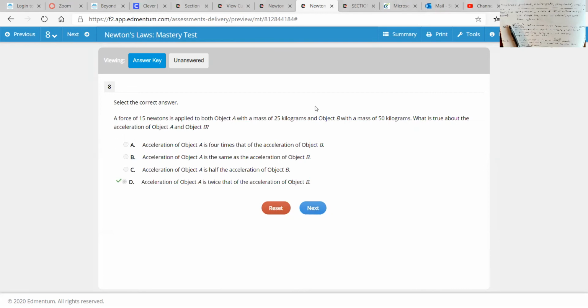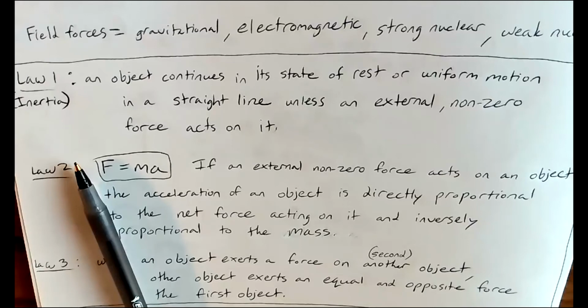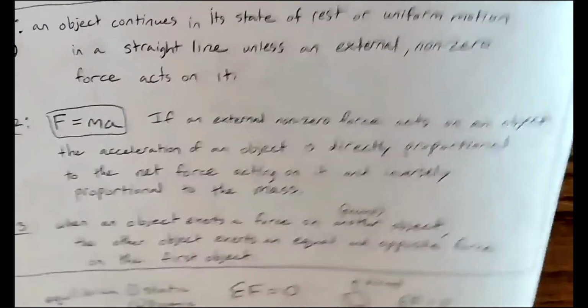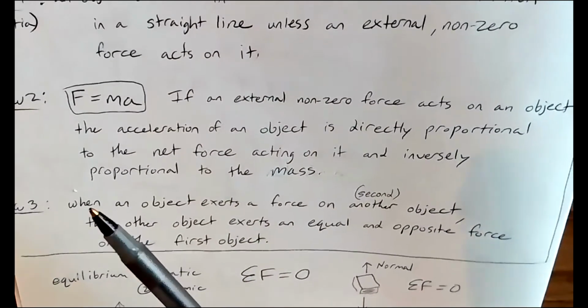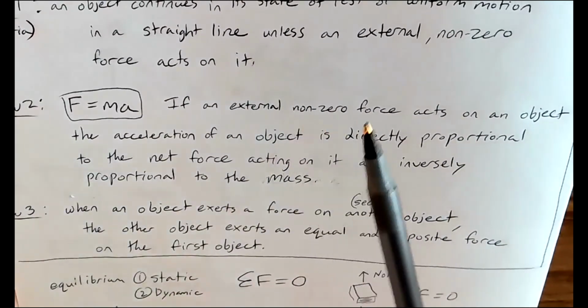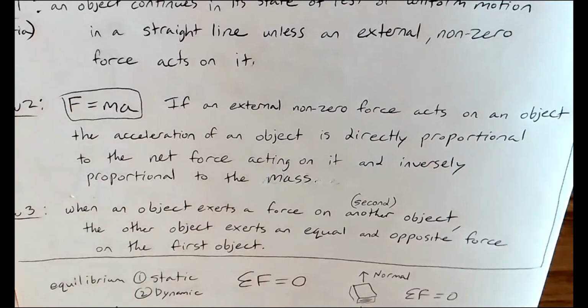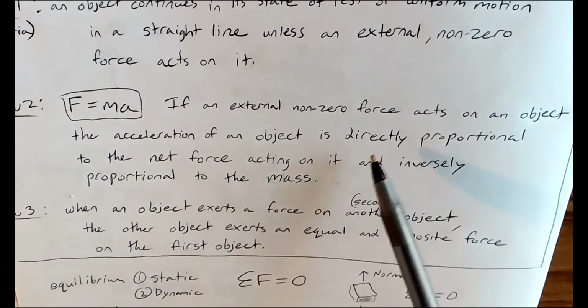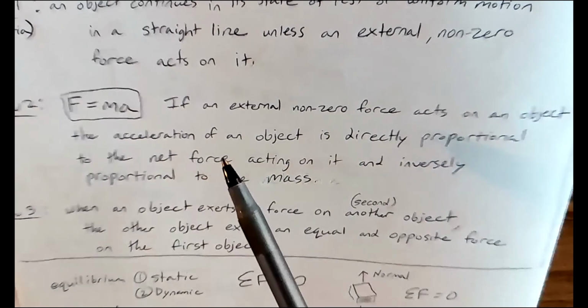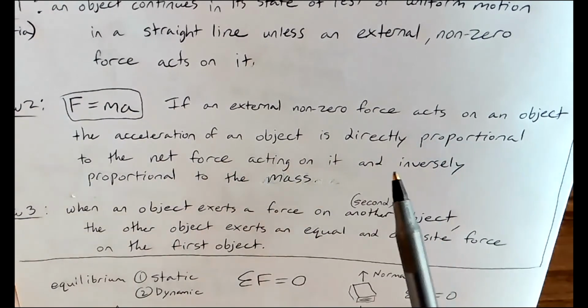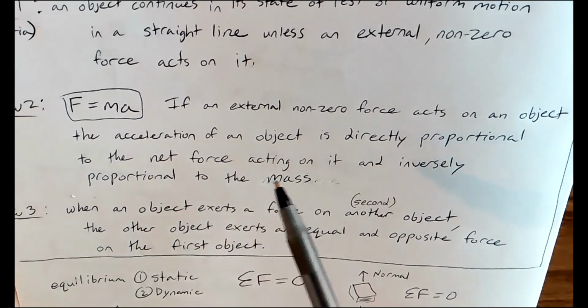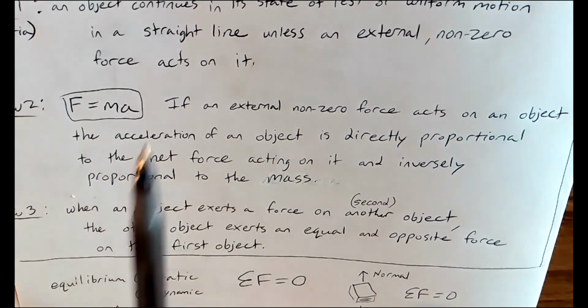Well, this ties back into the second law of motion, Newton's second law. So this is our second law here, F equals ma. If an external non-zero force acts on an object, the acceleration of an object is directly proportional to the net force acting on it and inversely proportional to the mass. F equals ma.